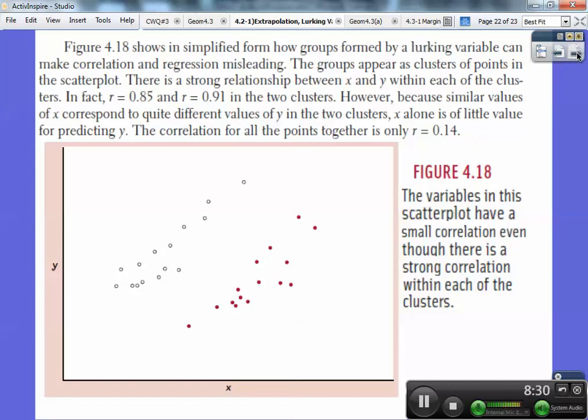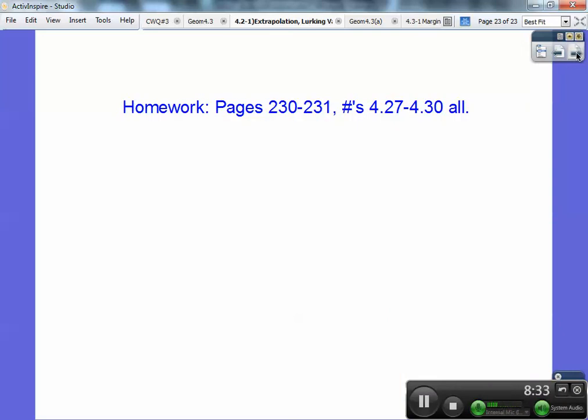All right, so you're going to just look for some lurking variables, and if you're in my statistics class, that would be your wonderful homework assignment.